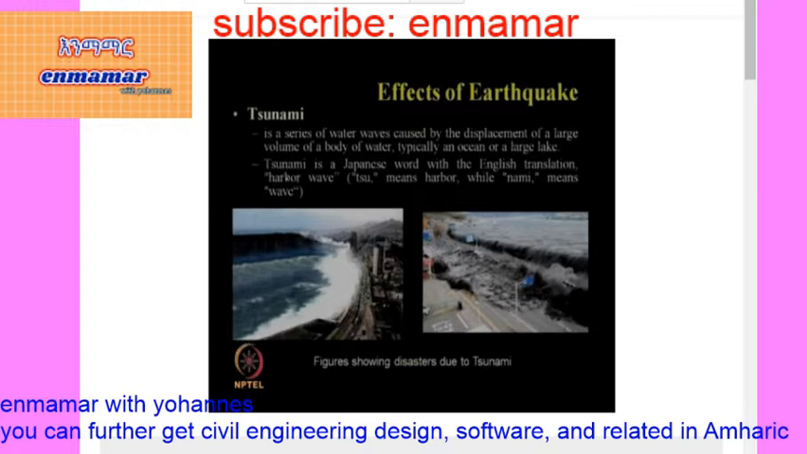Tsunami is a Japanese word with the English translation harbor wave, because this word tsunami can be broken into two parts: tsu, TSU, means harbor, and nami, NAMI, means wave. So that's why it can be called harbor wave.